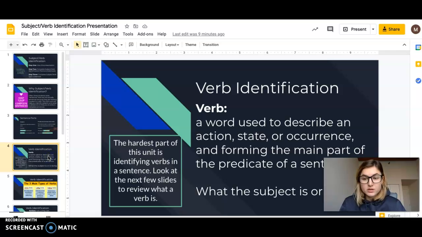The hardest part of this unit in general, historically in the past few years, has been identifying verbs. These next few slides are going to review what a verb is, and I know that seems obvious. You learned what verbs are probably in elementary school, but it can be challenging when you have a more complex sentence, and the verb is the first thing you need to identify. Remember, a verb is used to describe an action, state, or occurrence, and it forms the predicate. So it's what the subject is doing or what the subject is.